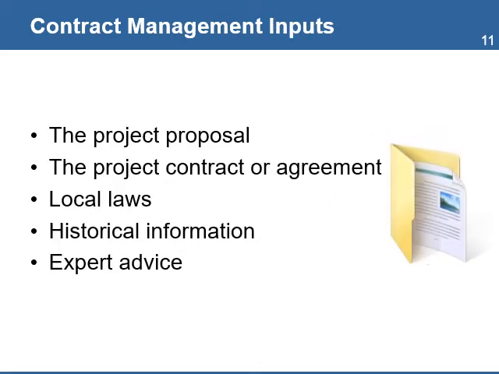Inputs for the project contract management include the following documents or sources of information: the project proposal and examples of a procurement plan, the contract or agreement between the organization and the donor, which include the restrictions imposed by the donor, local laws regarding procurement and contracting for goods and services, and historical information from similar projects and their lessons learned, expert advice from subject matter experts on contract laws.